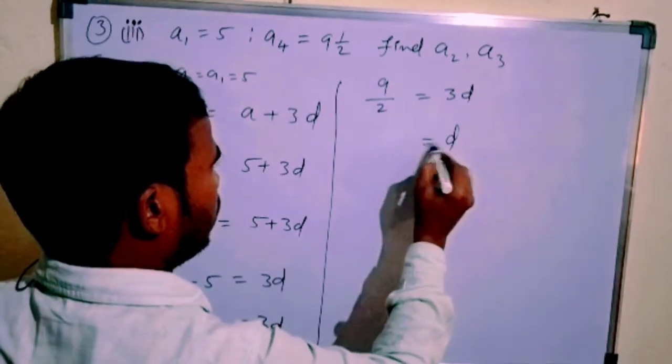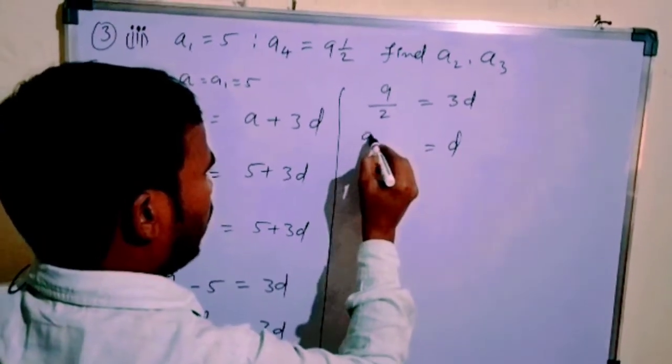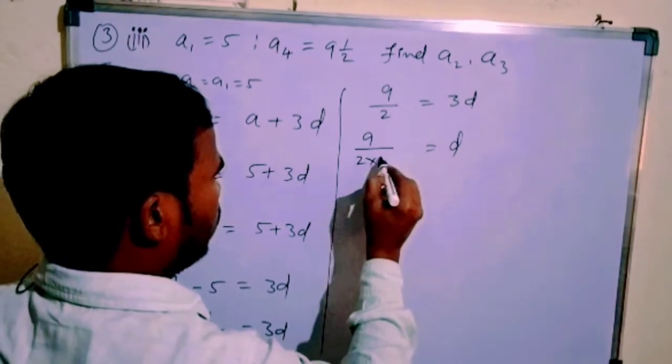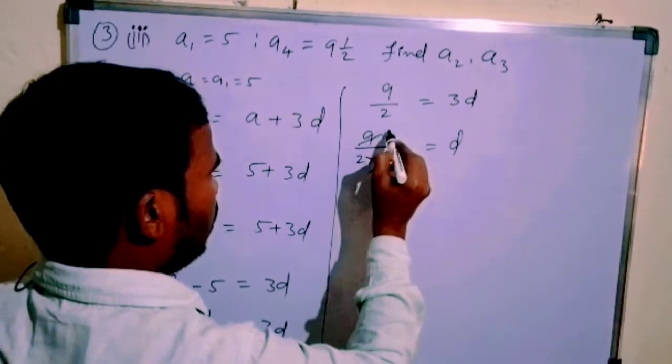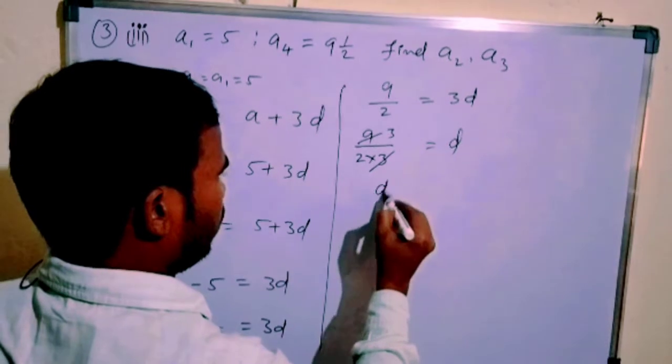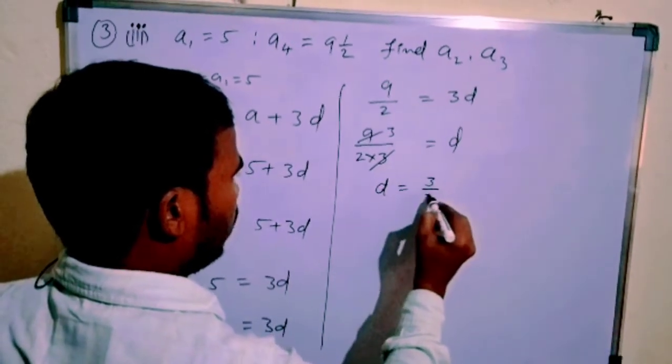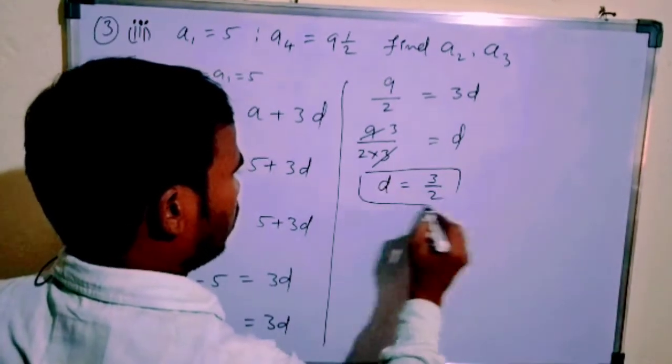Here the 3 with d transposes to the left side. 9 by 2 into 3. 3 1s are 3, 3 3s are 9. So finally, what is d equal to? 3 by 2. The d value we got is there.